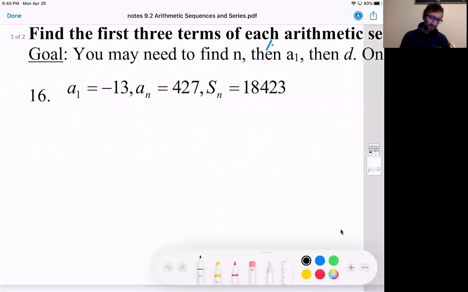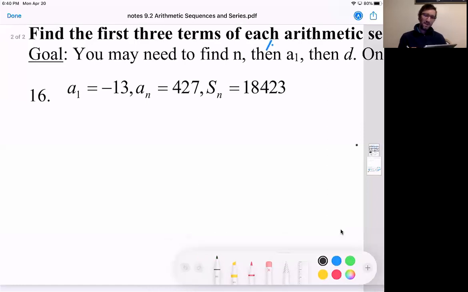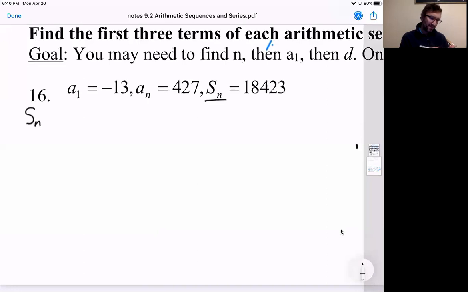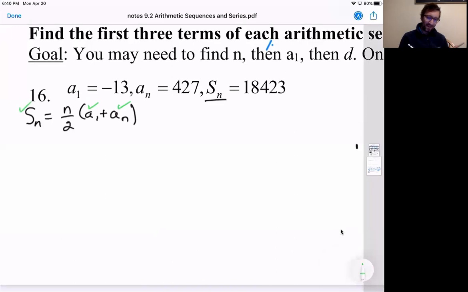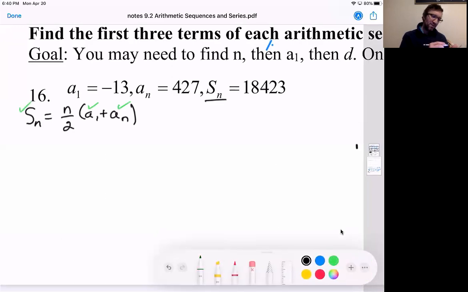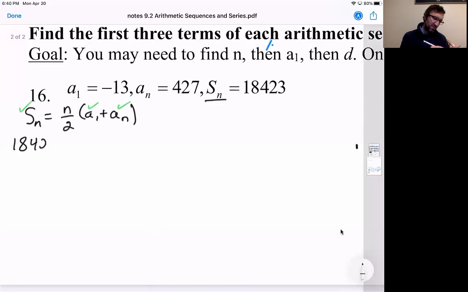We're given the first term, the number of terms, and the sum. So we have this formula, S sub n equals n over 2, a sub 1 plus a sub n. And in this formula, a sub 1 and a sub n are provided to us. So let's find n first. So our sum is 18,423 equals n over 2, negative 13 plus 427.